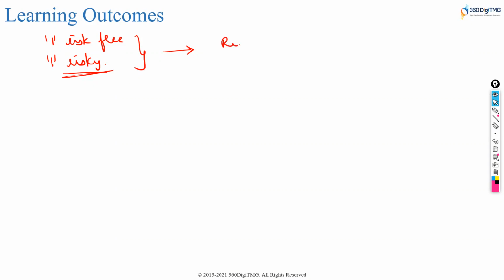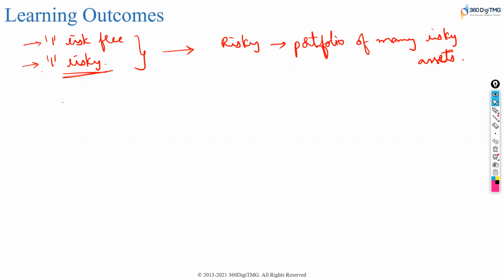So when I talk about only risky assets, it is a portfolio of many risky assets. It is actually a portfolio of many risky assets. Now we solved only this scenario, one risk-free and one risky. Okay, this is what we could solve.